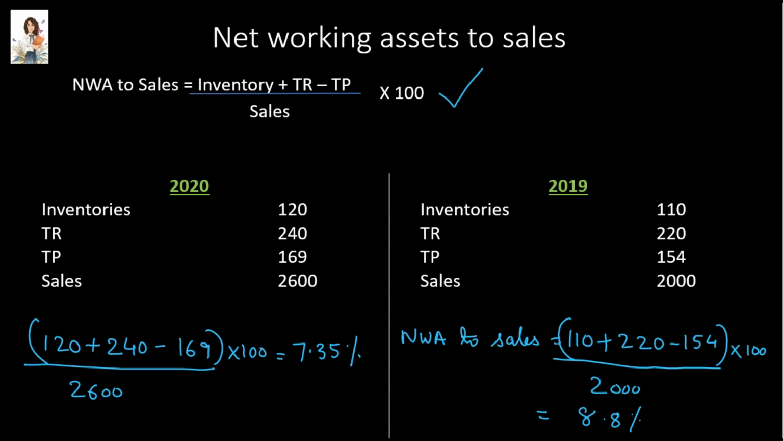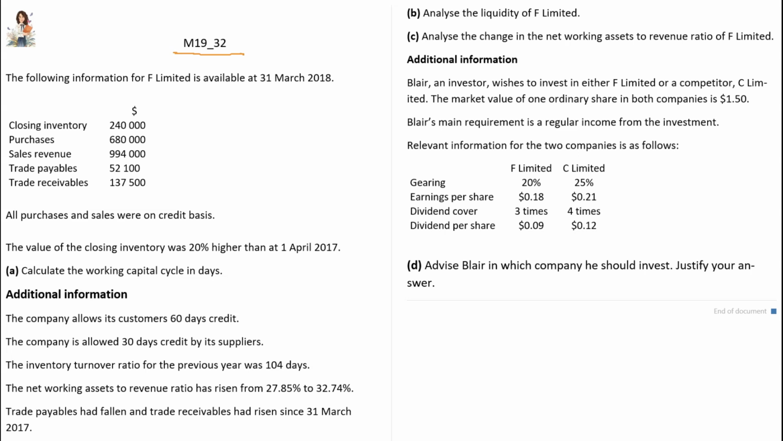Let us solve a past paper question on the ratios that we have just studied. This is Feb-March 2019 paper variant 3.2. We have been provided some information of F Limited for the year ended 31st March 2018. We have the closing inventory, purchases, sales, trade payables and trade receivables. We have been told that all purchases and sales were on credit basis and the closing inventory was 20% higher than the opening inventory. For part A, we have to calculate the working capital cycle in days. So let us solve part A.